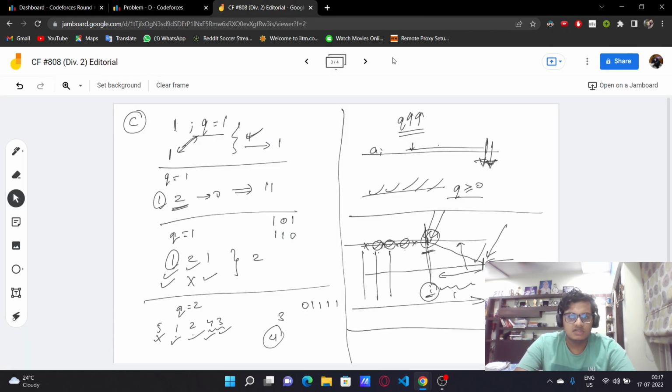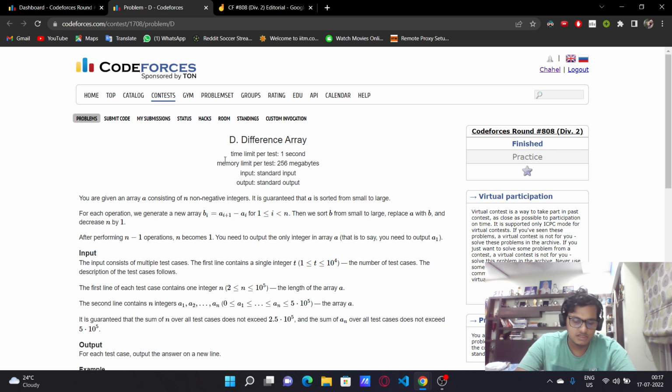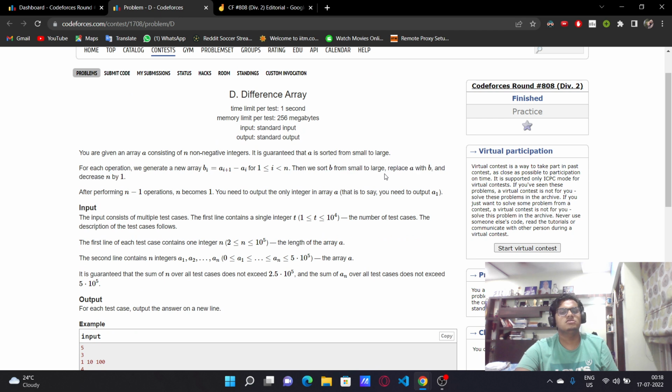Now moving on to the last question that I've solved, that is problem B. So this was a very interesting question. You are given an array A which is of non-negative integers only, and A is already sorted. And for every operation, what we need to do is construct an array B that will be a difference array. Basically, we are subtracting the consecutive elements, and then we sort B also and decrease n by 1, and we keep performing this operation till the size of our array becomes 1, and then we just need to output the final answer in the array.